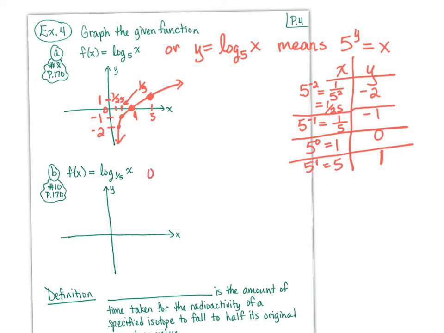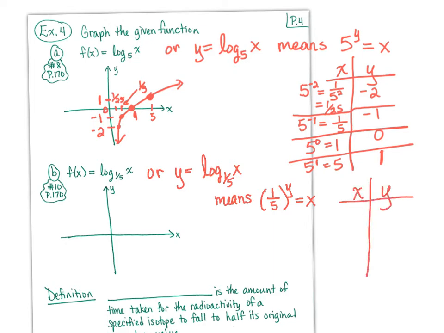So remember, this means that y is equal to the log of x base 1/5, which means that 1/5 raised to the y is equal to x. Okay, same thing. You can choose values for y to find out what x is going to be. So let's choose y as 2, 1, 0, and -1.